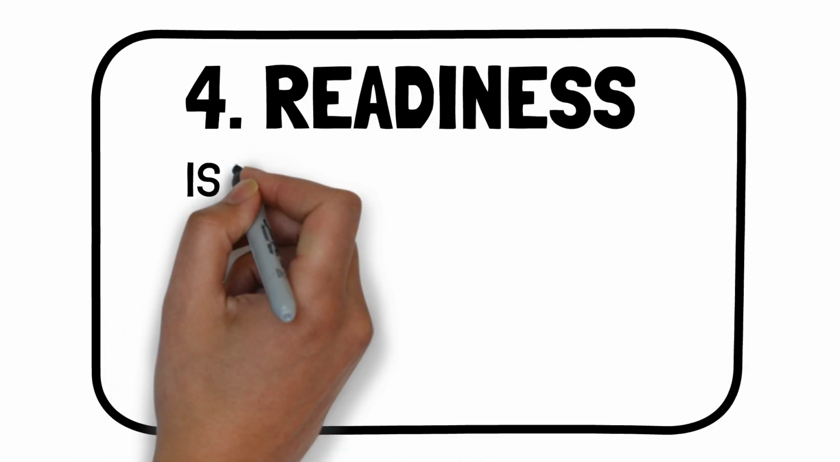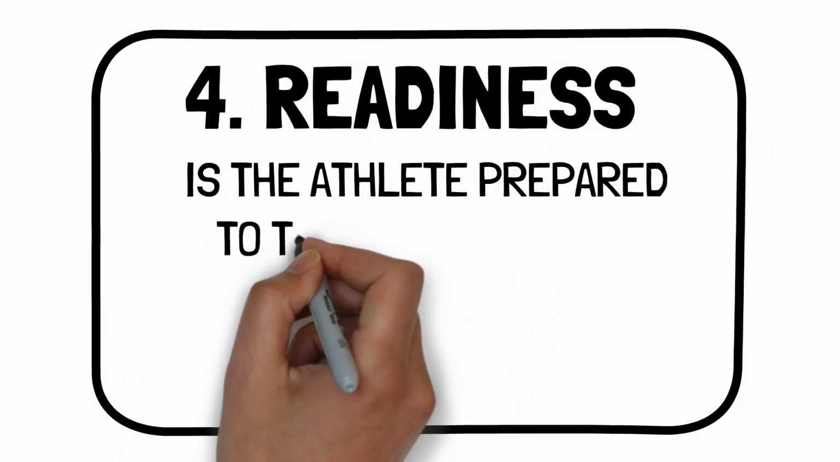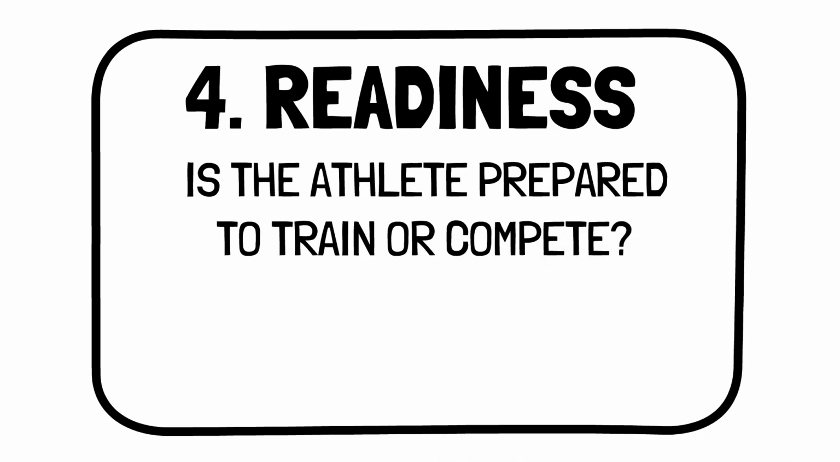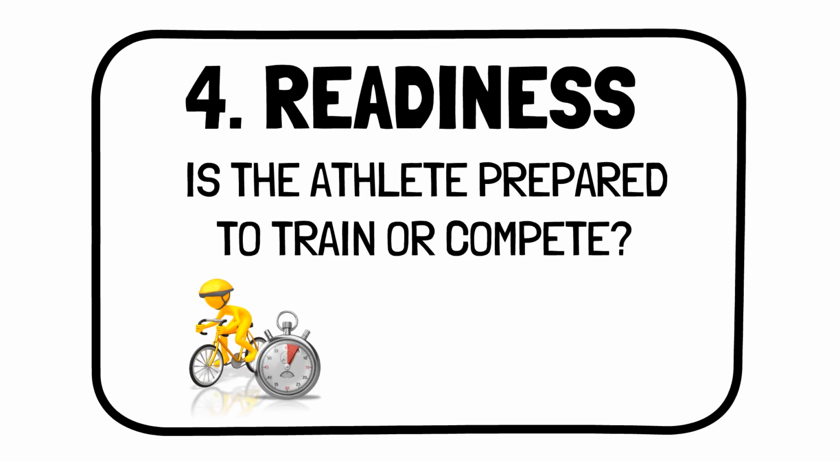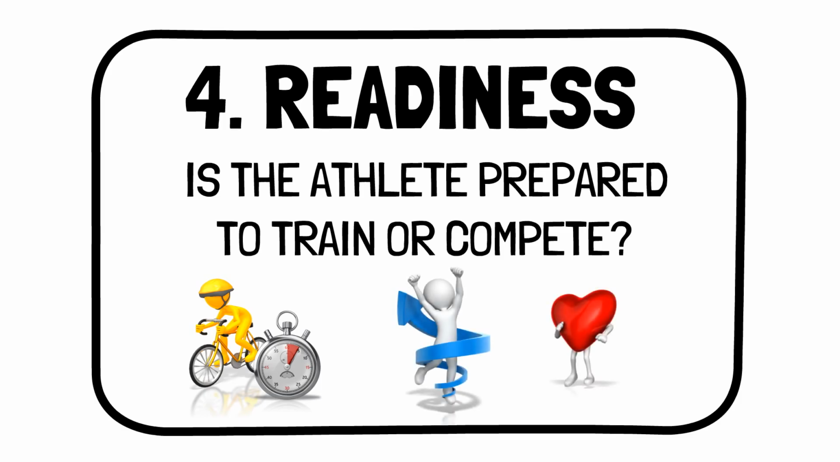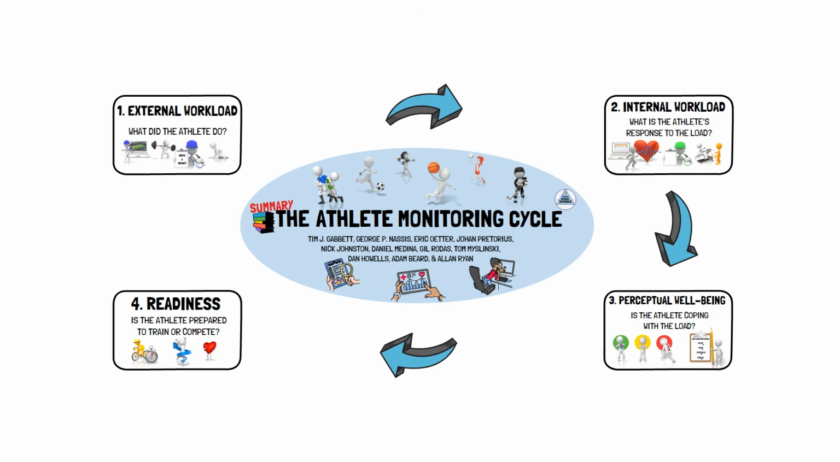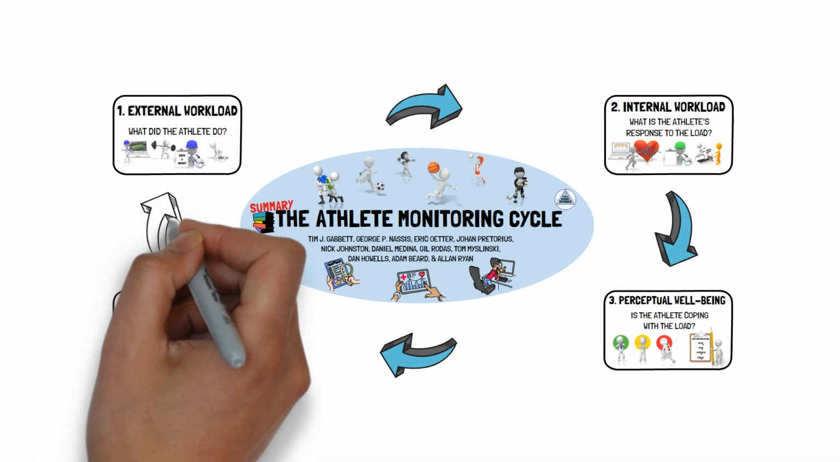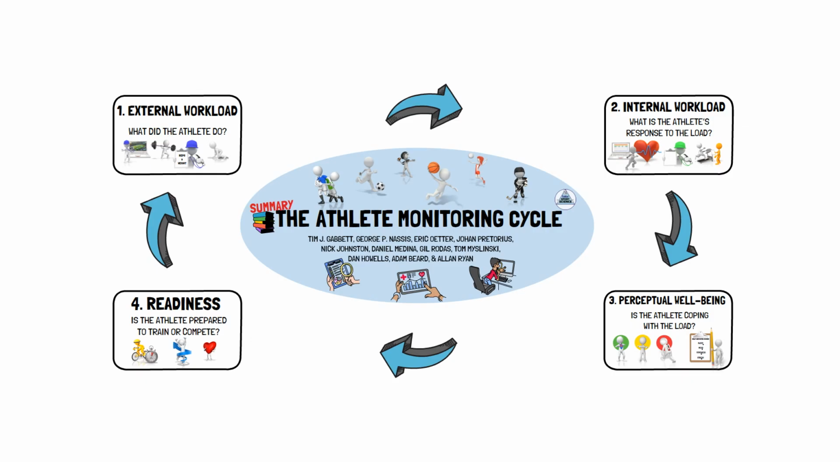And last but not least, Step 4, readiness. Is the athlete prepared to train or compete? This step determines if an athlete is physically and mentally prepared for performance. Objective markers may include short, for example between 3 to 6 seconds, max effort cycle tests, counter movement jump scores, or heart rate recovery tests. Combining perceptual well-being scores with these objective measures provides a complete picture of readiness. Based on this data, coaches may decide to increase training load, maintain intensity, or schedule extra recovery.